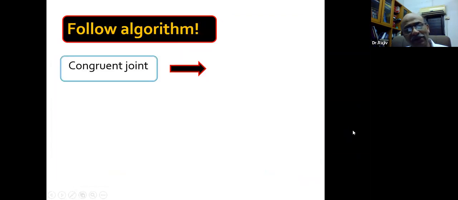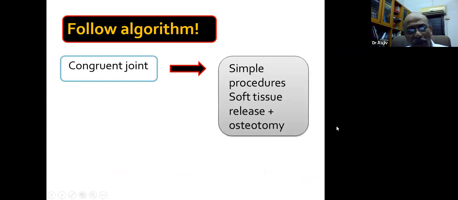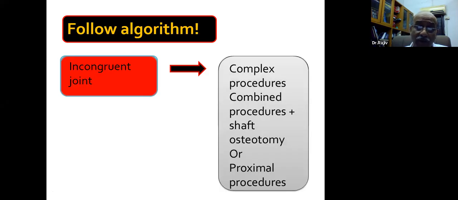The third question you ask is, is the joint congruent? If the joint is congruent, that means you are able to get out with simpler procedures like soft tissue release and osteotomy of a lesser magnitude. If the joint is incongruent, then you are going to need complex, combined procedures, a shaft osteotomy or a proximal osteotomy in that form.